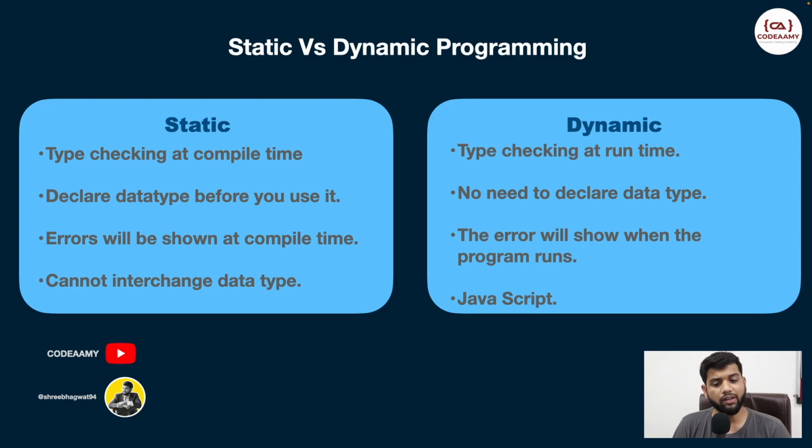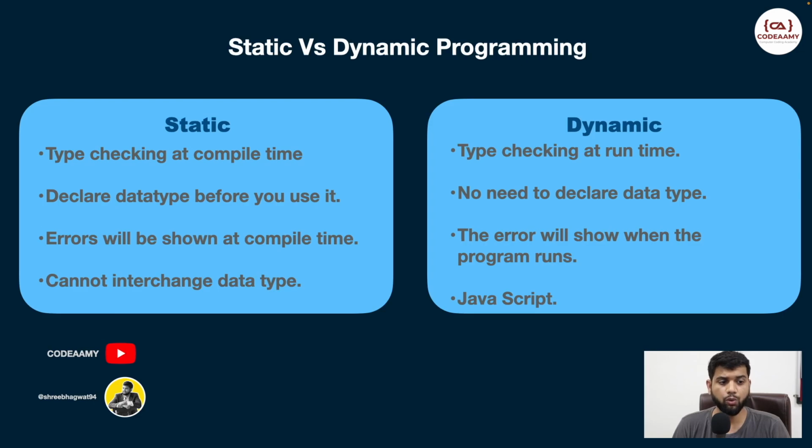You cannot interchange the data type. For example, let's say I've taken a variable A and assigned the value 10. I cannot reassign Shri to the variable A. It will again throw an error. So with a static typed language, we have to work a bit more and write extra code, but then the chances of failure are very low.